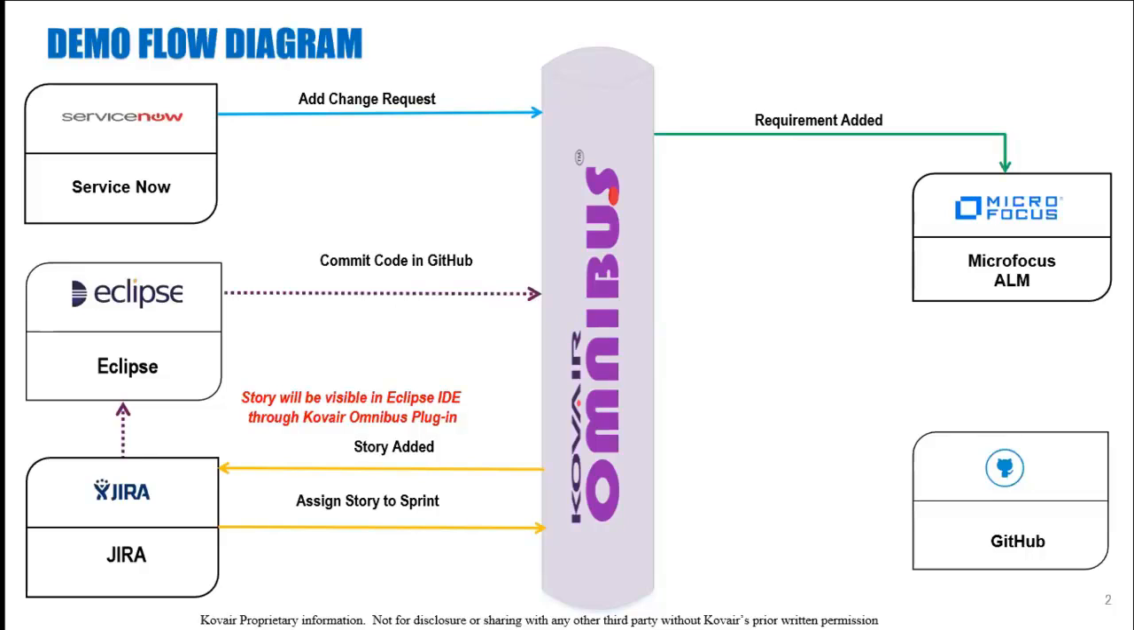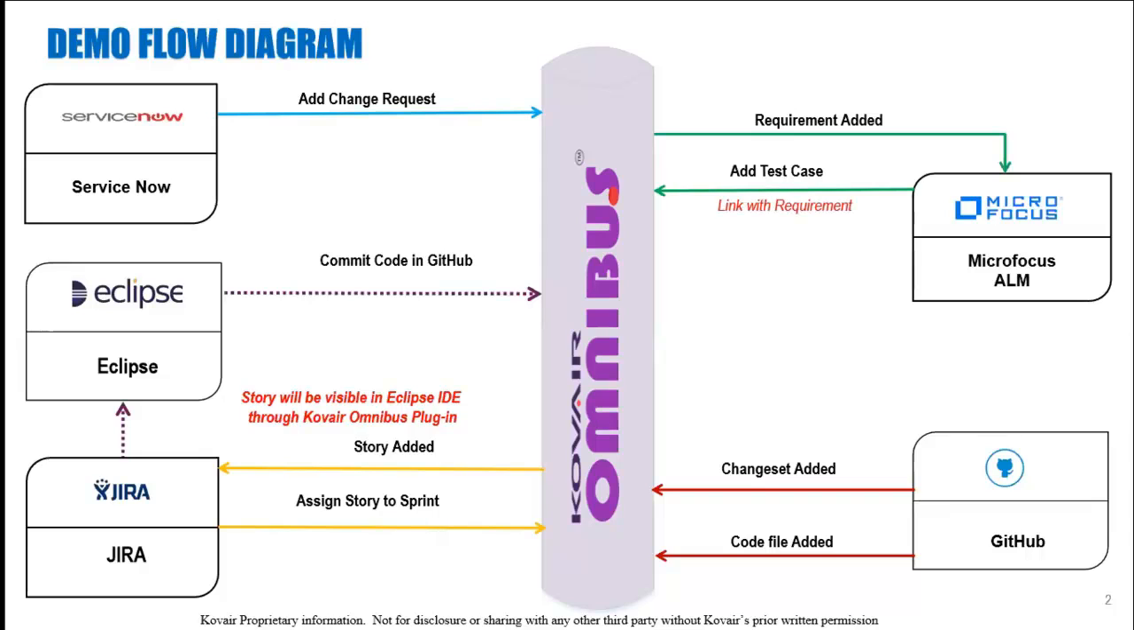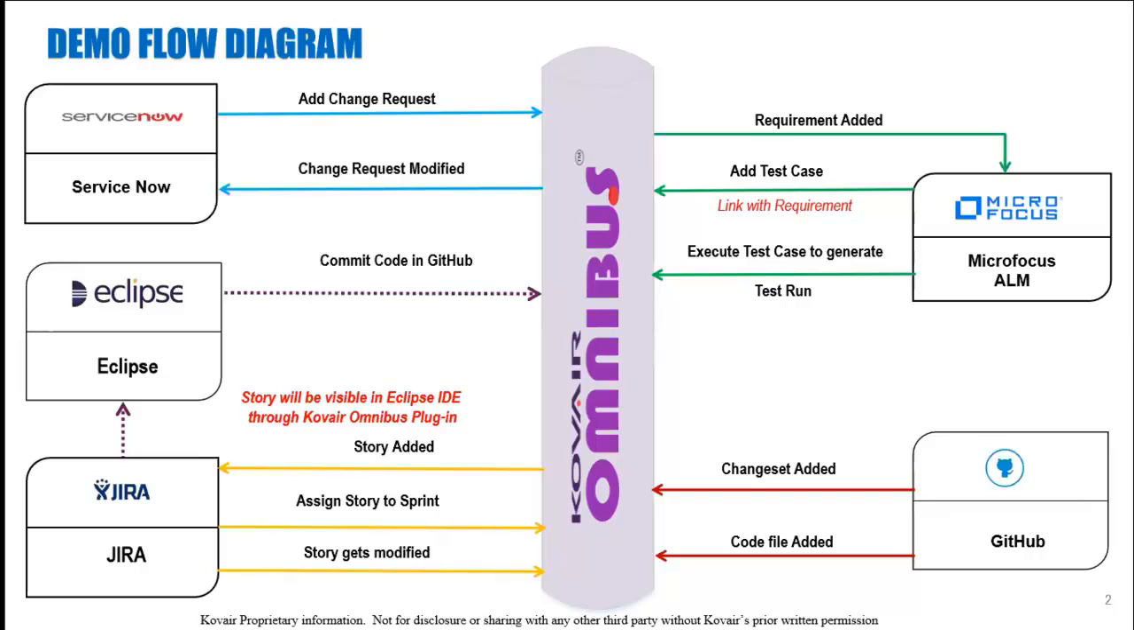Once the developer completes the development in Eclipse and the code files are committed to GitHub, the change set, code files, and the relationship will be synchronized to Kovair. Once the development phase is completed, testing will be done in Micro Focus ALM. We will pass the test and see how the status of the story in Jira and the change request in ServiceNow gets completed based on the result of testing.